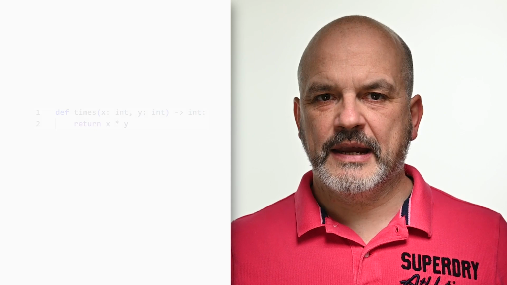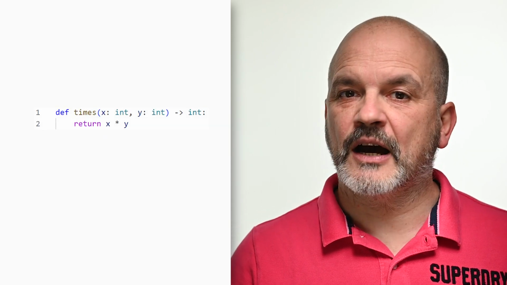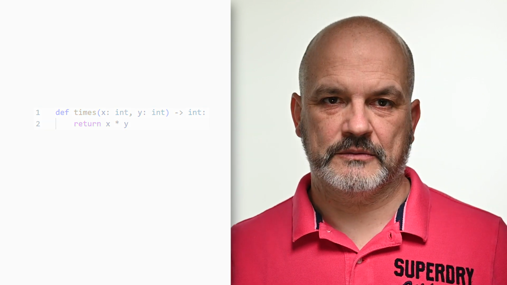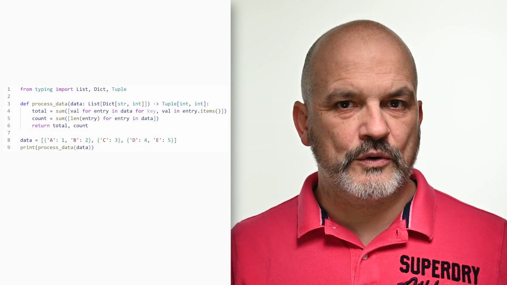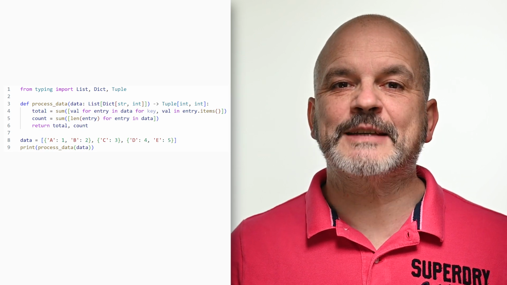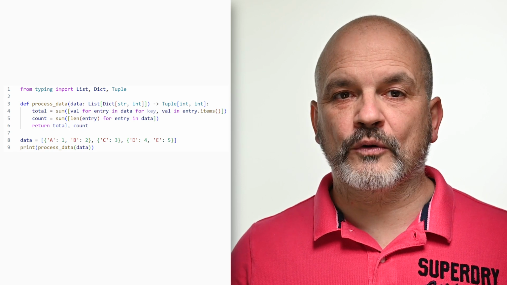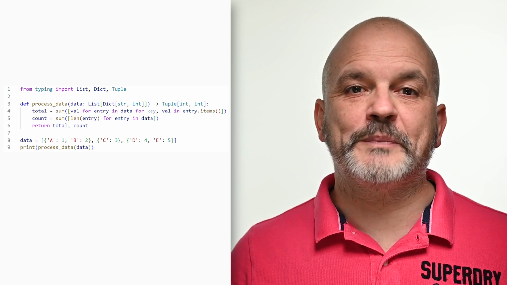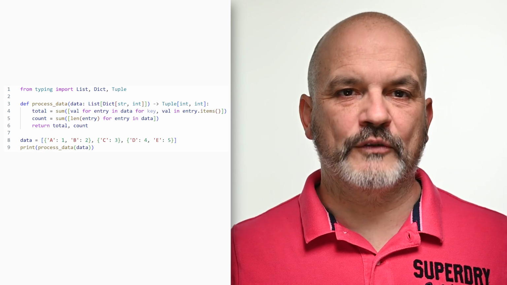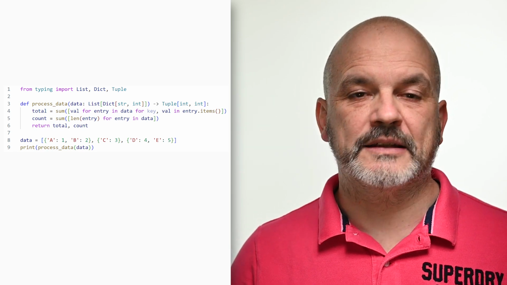Let's start with basic type hinting for function parameters and return types. Here's an example where we use int to specify that both x and y should be integers. Here, we use list and dict from the typing module to specify the expected type of the data argument. In addition, we use tuple from the module typing to specify the expected type of the return value. In this case, a tuple of two int numbers.